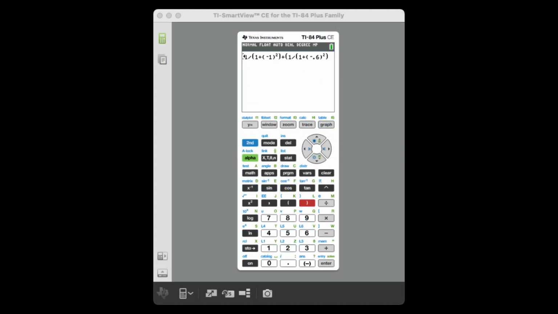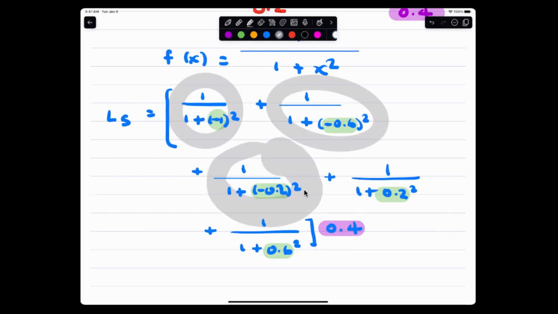So in the TI, plus, parentheses, 1 divided by 1 plus, parentheses, what? Negative point what? 2. Close that and square it. Close that parentheses, plus, now we're going to do the next one. And you say, what's the next one? It's right here.